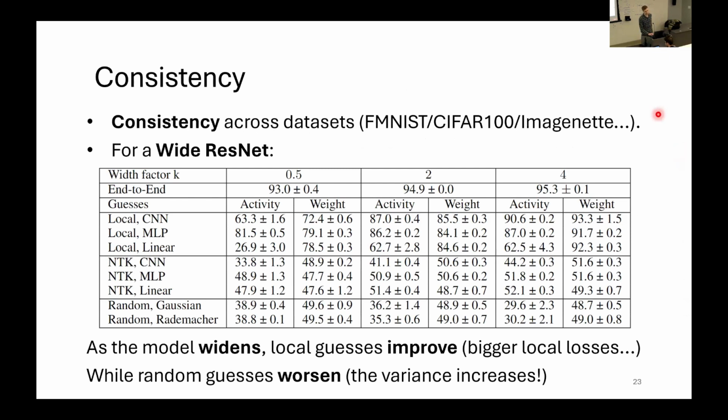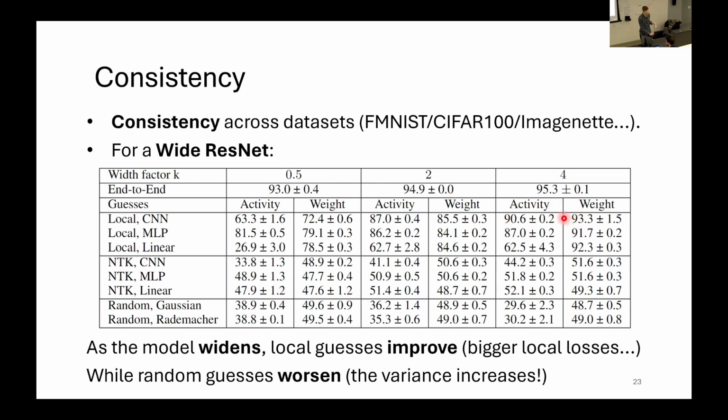So there are more experiments in the paper. You can see the consistency across data sets. One experiment that is also interesting is we tried a wide ResNet. A wide ResNet has a width factor which increases the number of features in your ResNet. And you can see that as the model widens, of course the end-to-end accuracy improves, but also the accuracy for your local guesses.